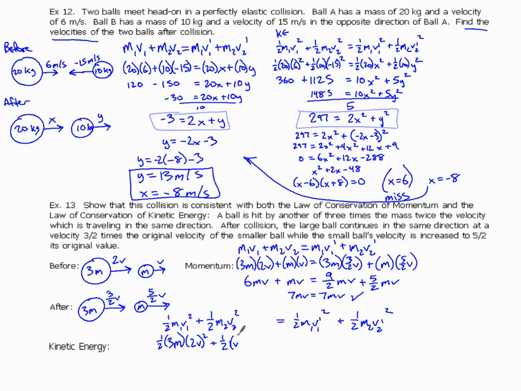1/2 m and v quantity squared. Some simplifying, and we end up with, this is 6 mv squared. This one is 1/2 mv squared. Over here, 27/8 mv squared plus 25/8 mv squared.